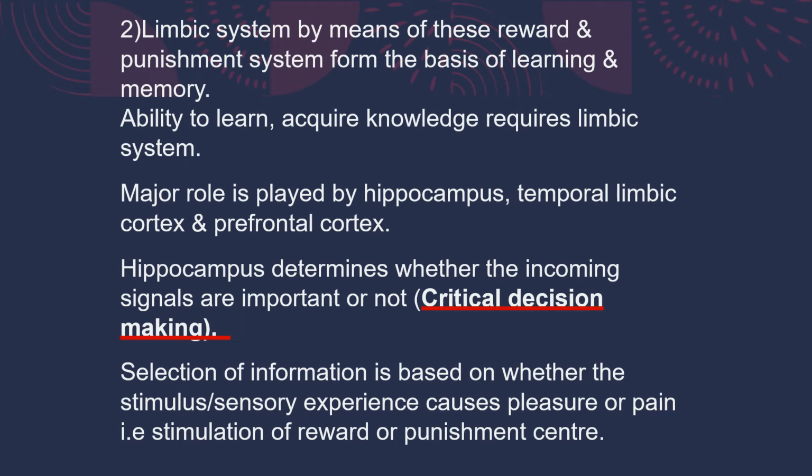The major role is played by the hippocampus, temporal limbic cortex and prefrontal cortex. The hippocampus is the major part involved in learning and memory. The hippocampus determines whether the incoming signals are important or not, that is, it forms an important part of critical decision making. Selection of information is based on whether the stimulus or sensory experience causes pleasure or pain, that is, the stimulation of the reward or punishment center.